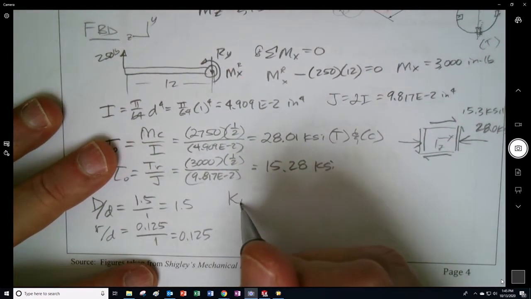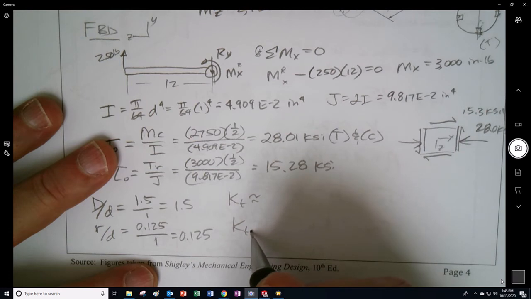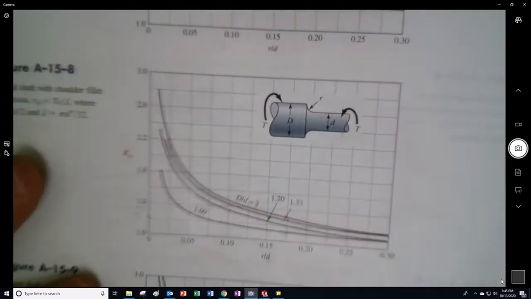We need to find Kt, that's going to be for the bending, and Kts, that's for shear. And you'll see that they're even labeled that way. So let's start with the bending one. It's easy to get these.